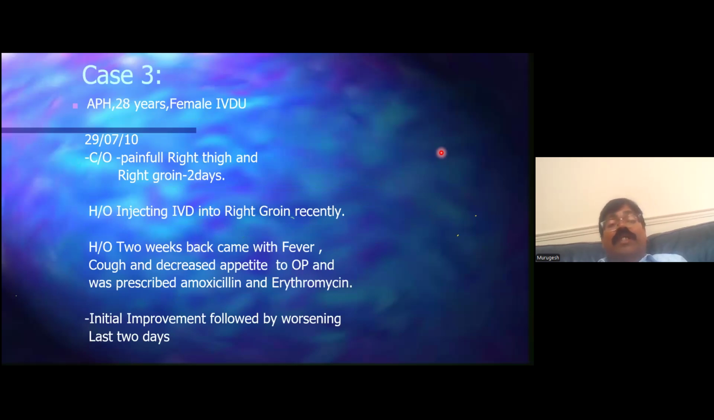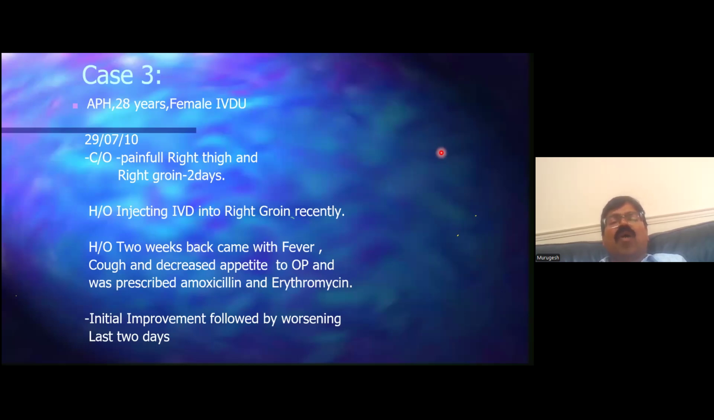And the third patient, this is an IV drug user. In the UK, this is a classical trend you see in ITU. For every 10 beds, 3 will be either IV drug users or alcoholics. But we do give the same amount of care as a normal patient, and we treat them quite respectfully. As you can see here, the patient came with the right groin and right thigh, that is injection site infection. And she also complained of fever and cough.